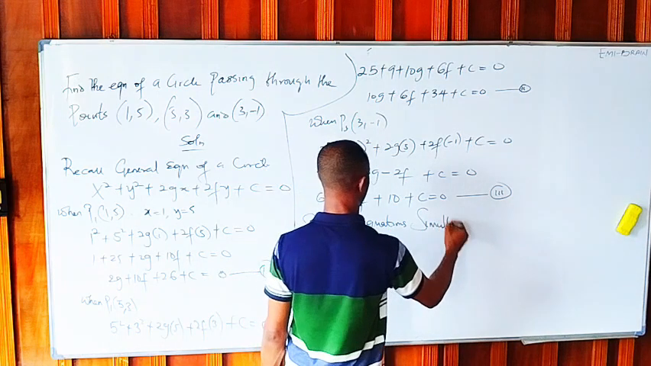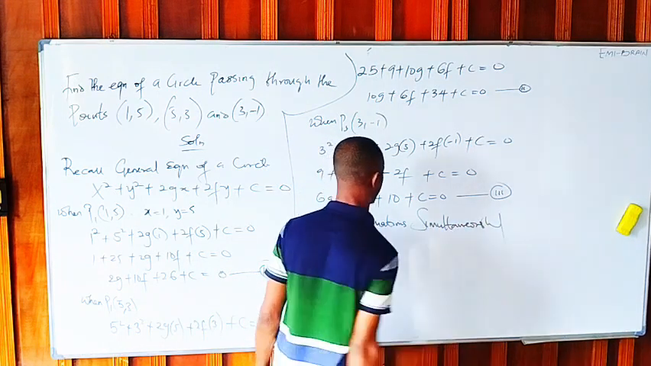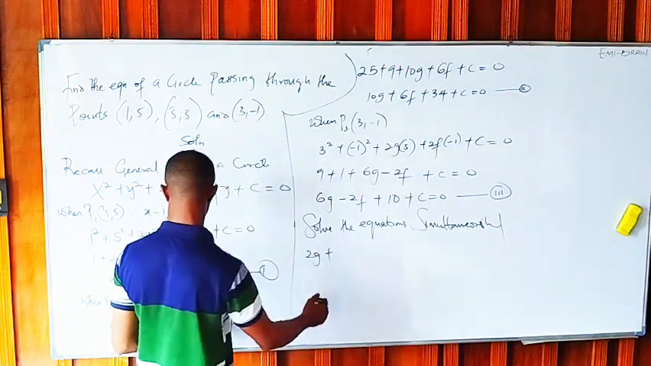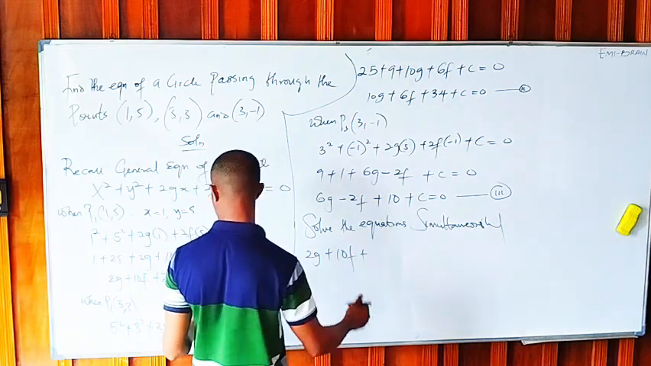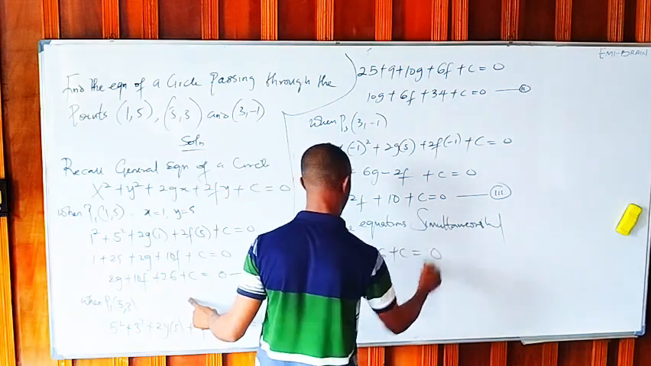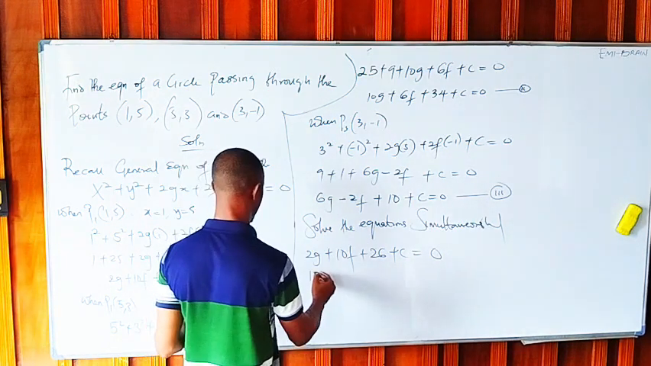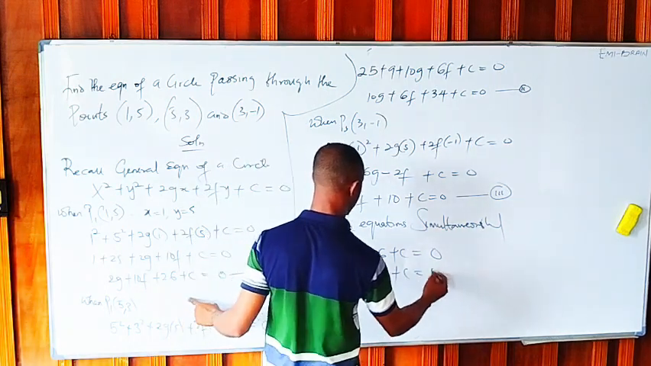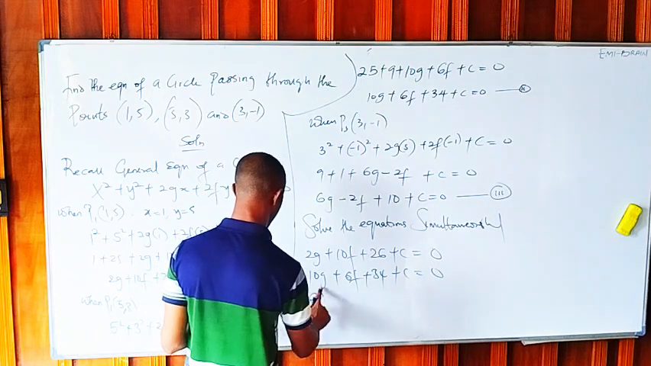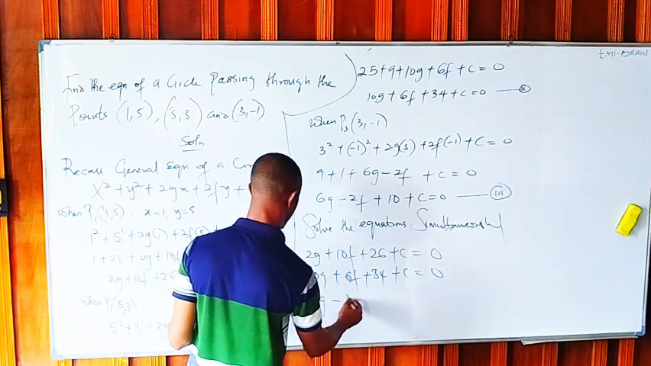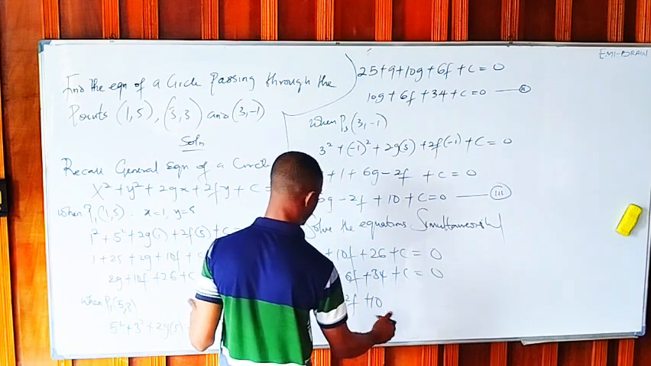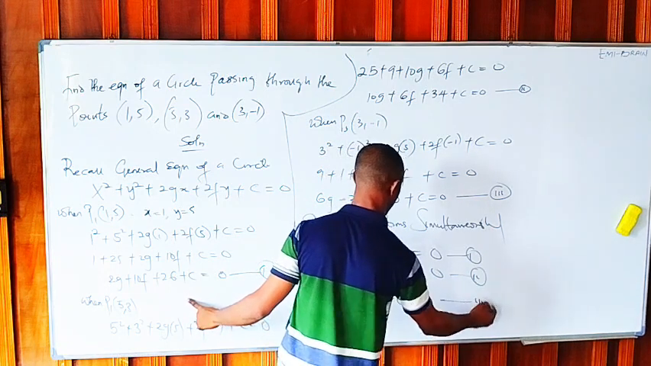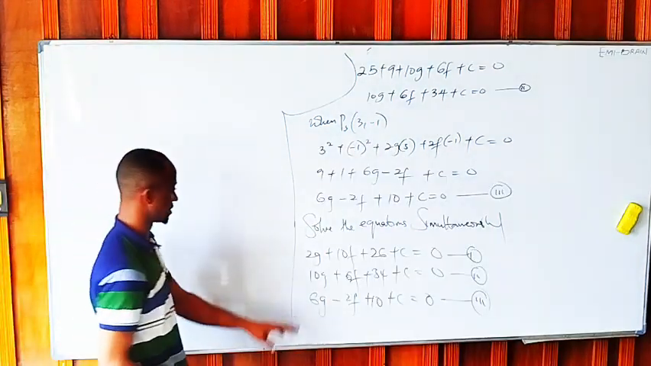Simultaneous. I will bring them out. Where are the 3 equations? Give me the 3 equations. 2g plus 10f plus 26 plus c equals 0. 10g plus 6f plus 34 plus c equals 0. 6g minus 2f plus 10 plus c equals 0. Equation 1, equation 2, equation 3. We solve simultaneously, right?